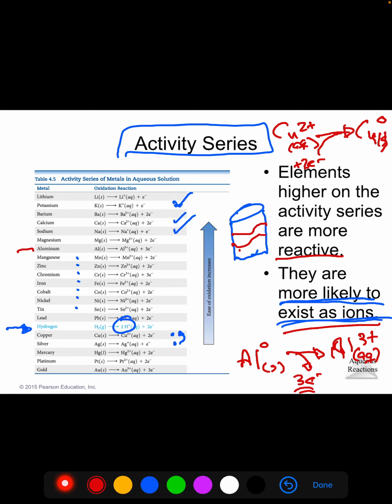My point is, if you're higher on the chart, you're more reactive, and you will react with the things underneath you. People ask me, what would happen if I drop my ring into this acid? They must not like the ring or whoever gave it to them. But my point is nothing will happen because gold is lower. So this is going to stay as an ion, and this is going to stay as a metal.